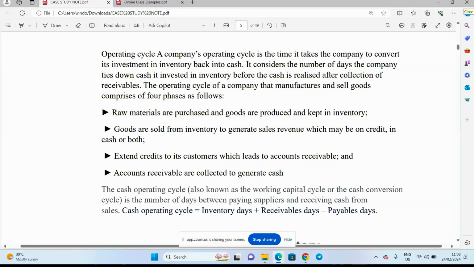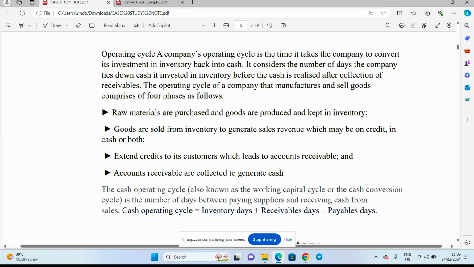Operating cycle. A company's operating cycle is the time it takes the company to convert its investment in inventory back into cash. It is considered the number of days the company ties down cash invested in inventory before the cash is realized after collection of receivables. The operating cycle of a company that manufactures and sells goods encompasses 4 phases as follows.